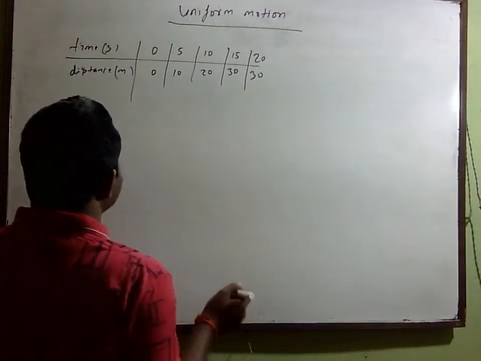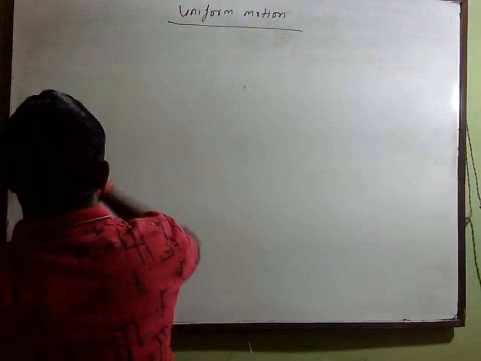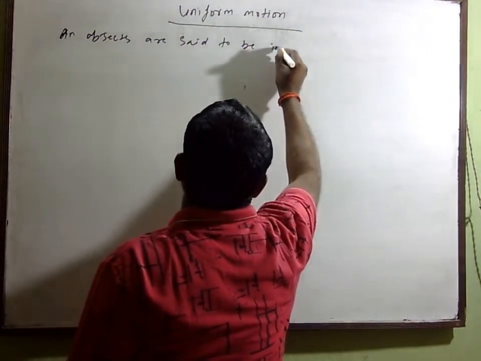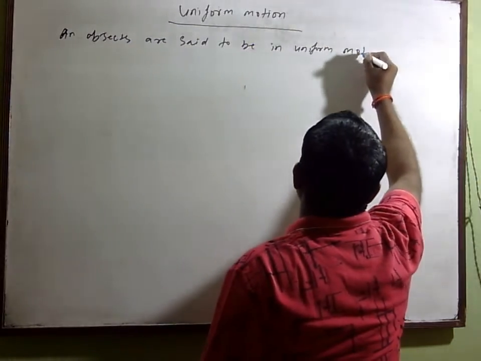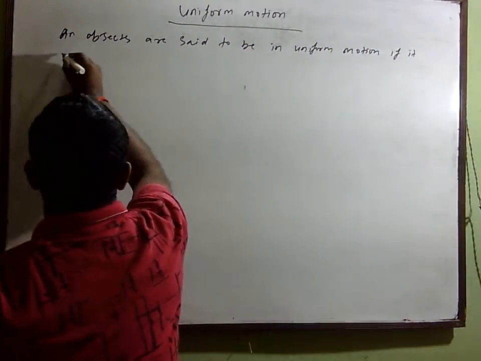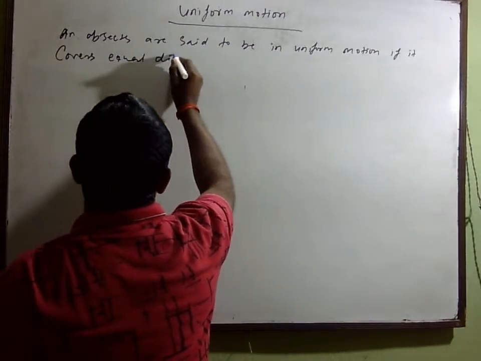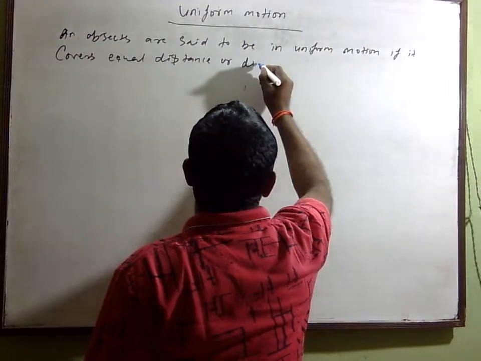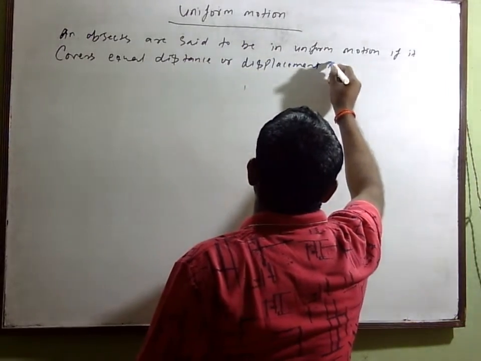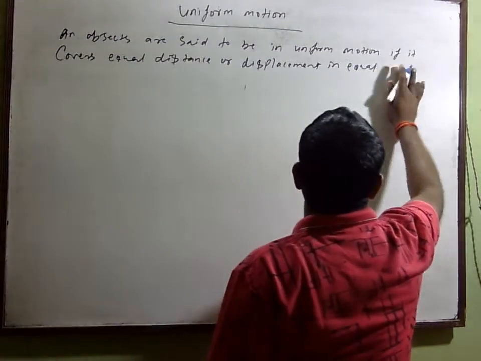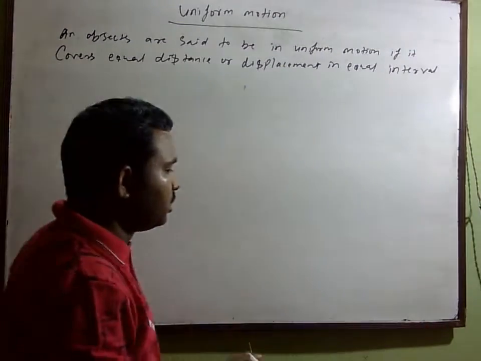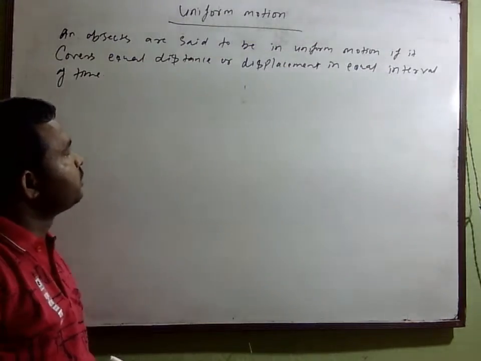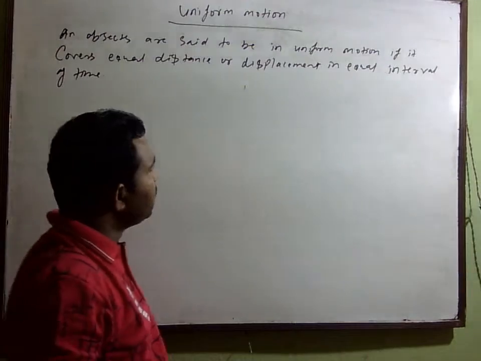So we can write this down once. Uniform motion: an object is said to be in uniform motion if it covers equal distance, or displacement, in equal intervals of time. Means I have written: an object is said to be in uniform motion if it covers equal distance or displacement in equal intervals of time.